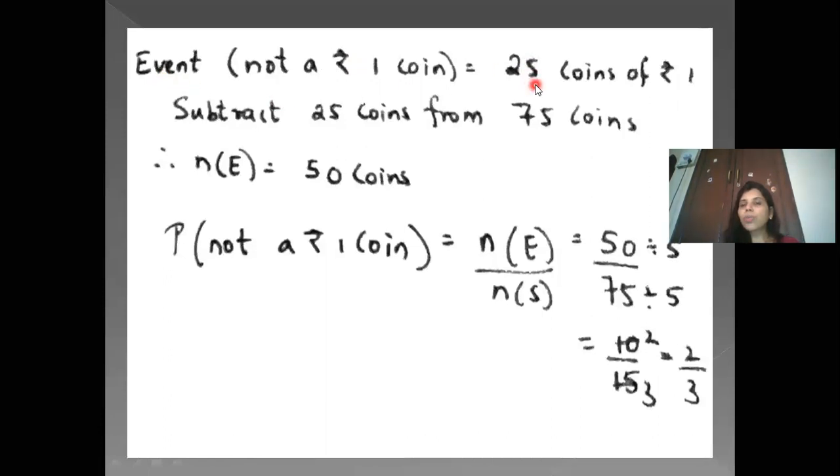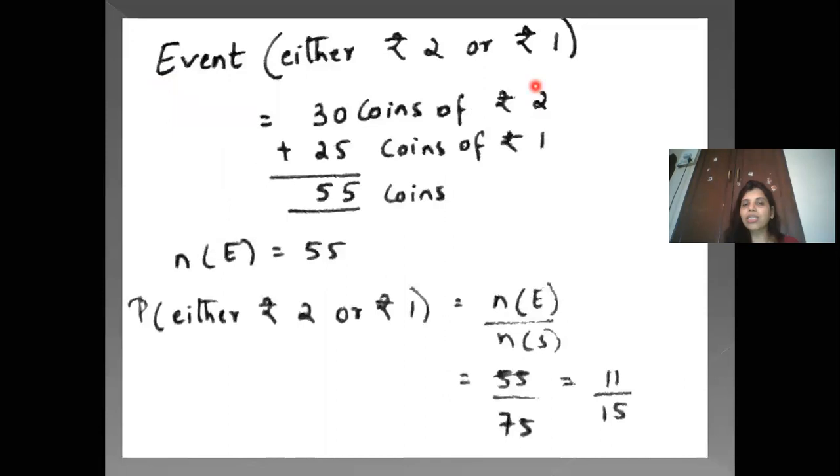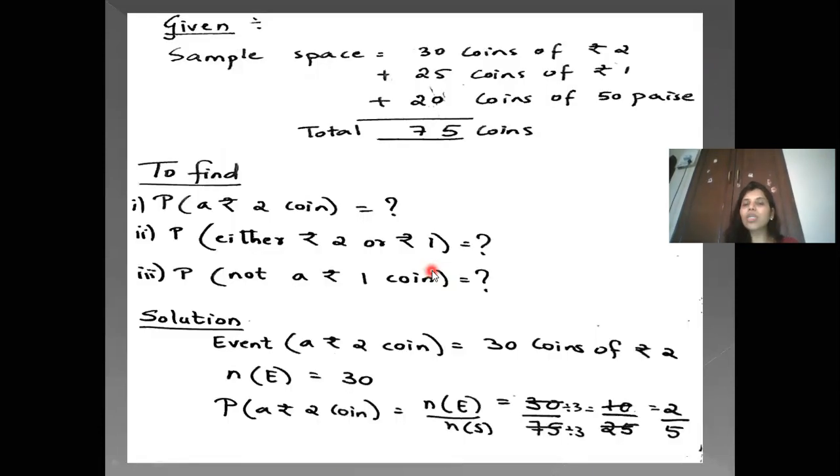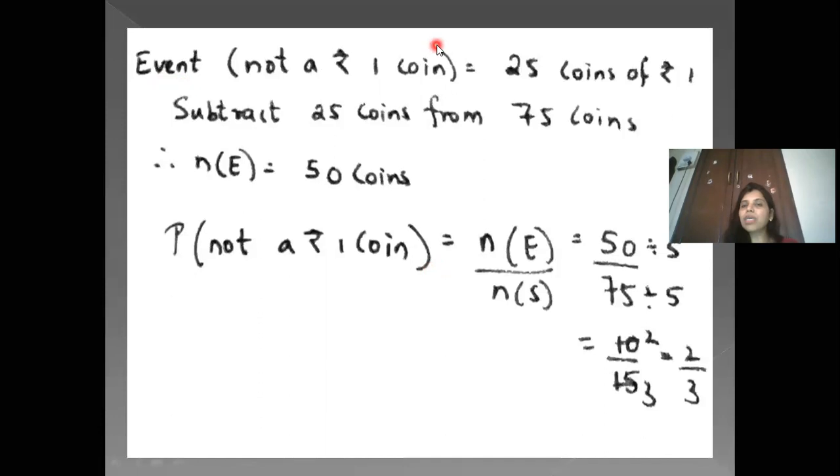After that, we have to find the event, not a 1 rupee coin. So not a 1 rupee coin means it is going to be a 50 paise coin, or it can be a 2 rupee coin, because there are 3 types of coins: 2 rupee coin, 1 rupee coin, and 50 paise coin. If they are saying not 1 rupee coin, it can be either of the two. So when the word not is there, I told you that whatever number of coins are given for 1 rupee, that is 25 coins, you subtract 25 from the sample space, that is 75. So you get 50 coins. So that becomes your number of events now.